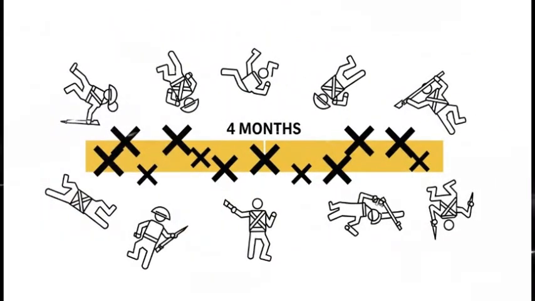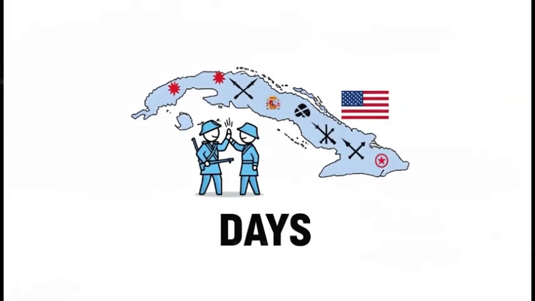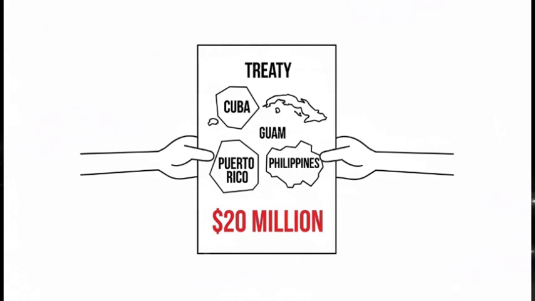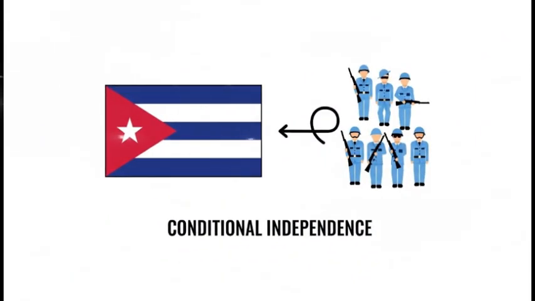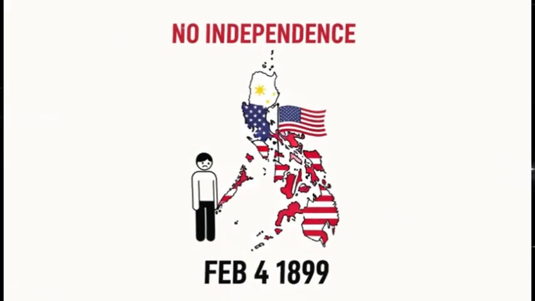The war lasted about 4 months and Spain lost almost everywhere it fought. At Manila Bay, an American fleet destroyed every Spanish ship without losing a single one of its own. And in Cuba the fighting was over in days. Spain signed the Treaty of Paris and handed the United States Cuba, Puerto Rico, Guam, and the Philippines for $20 million. Cuba became independent, but the deal let America send troops back in whenever it wanted and gave it a naval base at Guantanamo Bay. The Philippines did not get independence at all.